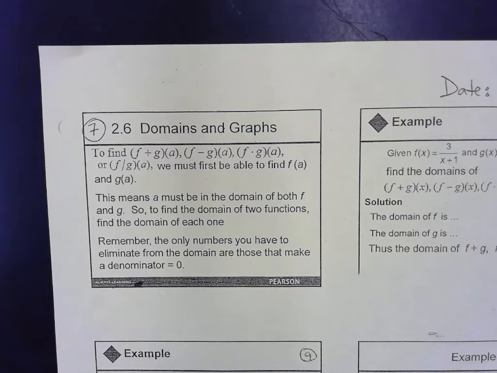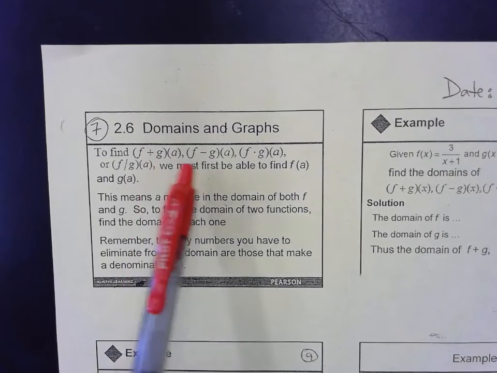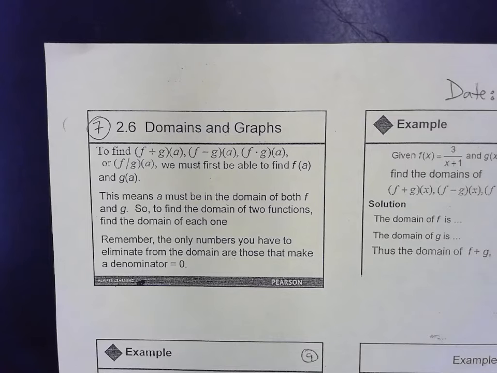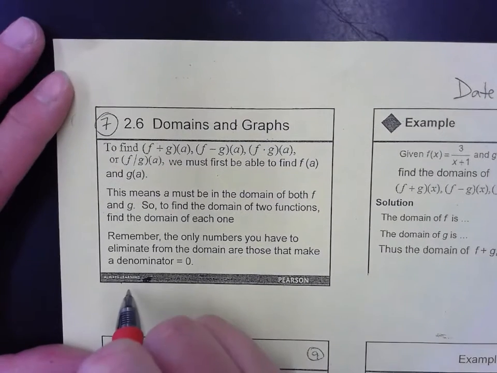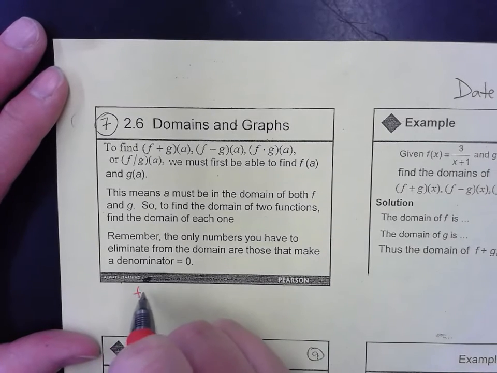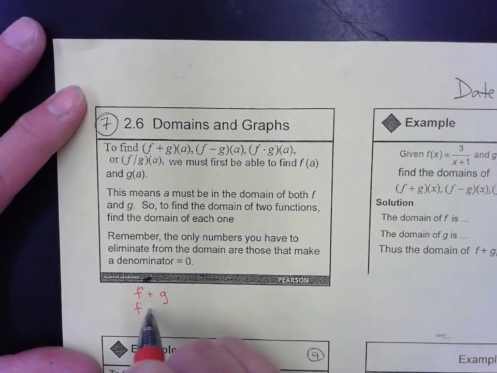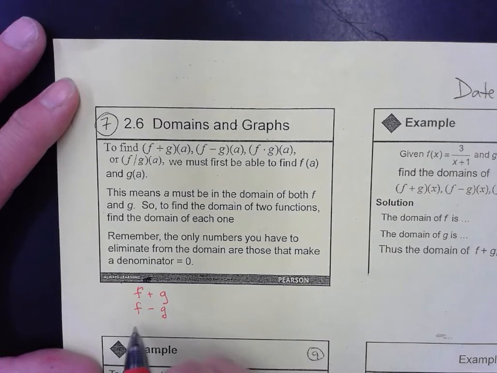So this is the same kind of thing we did yesterday, and the homework we just went over, but we want to talk about their domains. Okay? So in order to find the domain of these things, we have to know the domain of F, and we have to know the domain of G. And here's the most important part about this, and so you guys might want to write this down here underneath. F plus G, F minus G, and F times G.